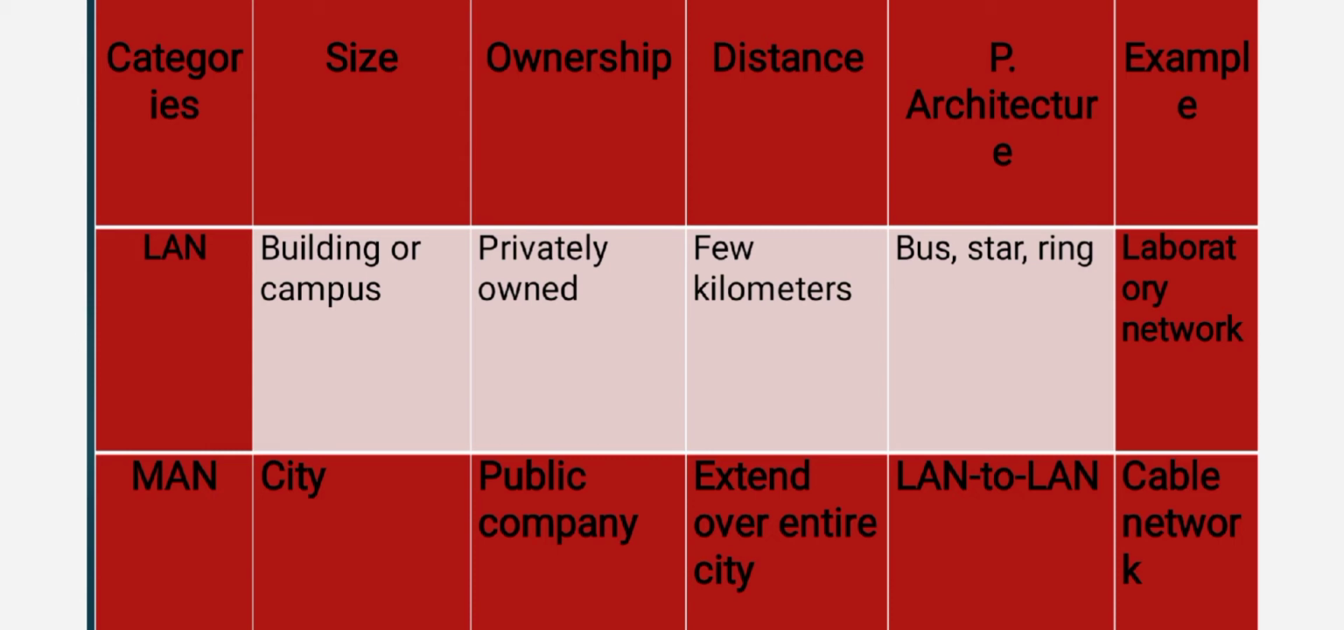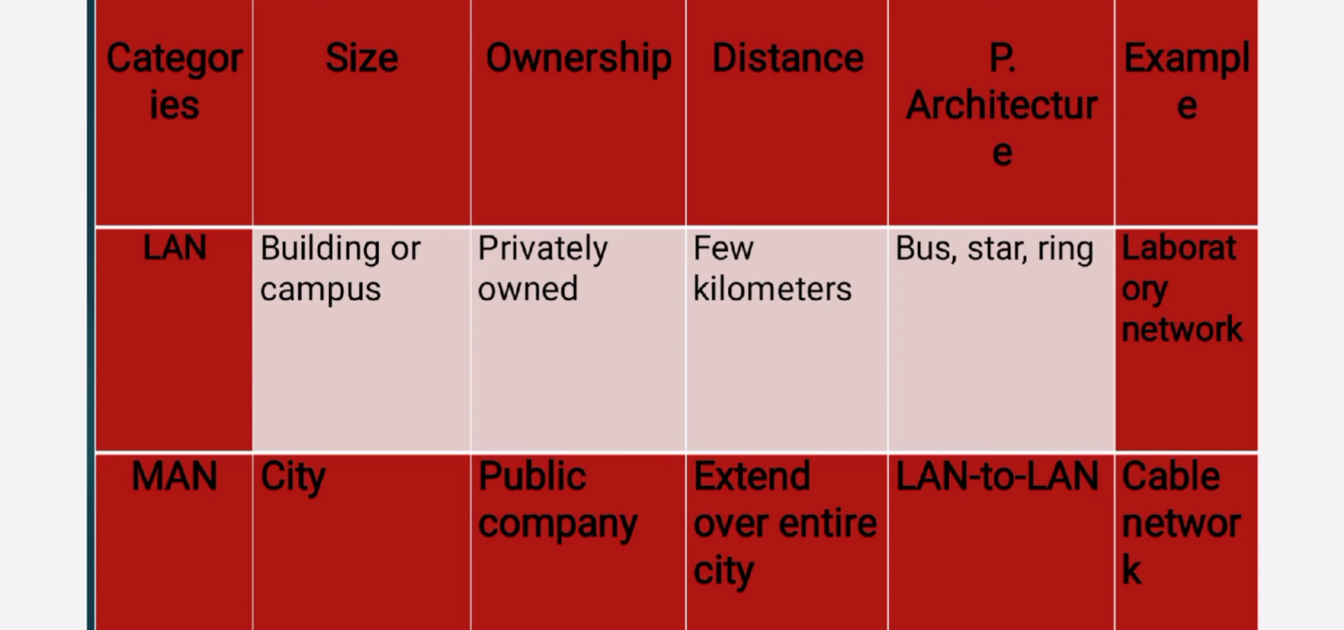The size of the LAN is a building or campus, and the ownership is private. The distance is a few kilometers, just nearby, like schools or a building, and the physical architecture is bus, star, and ring. An example is the laboratory network in the ISU Cauayan campus, the CCSICT department. The computer laboratory is an example of a LAN, local area network.